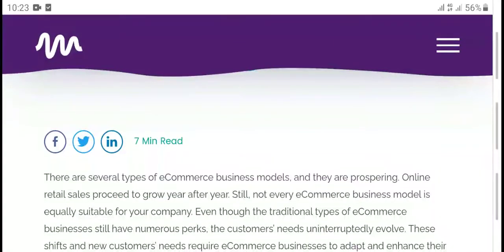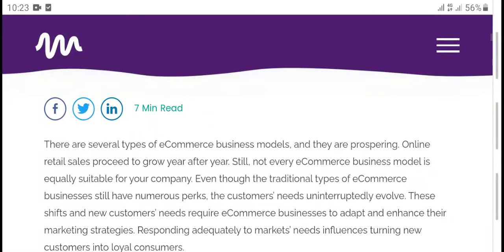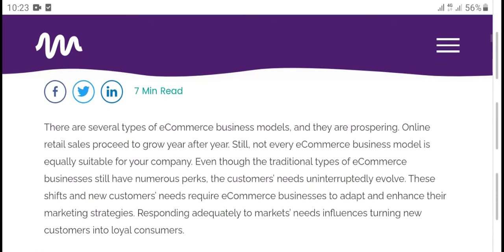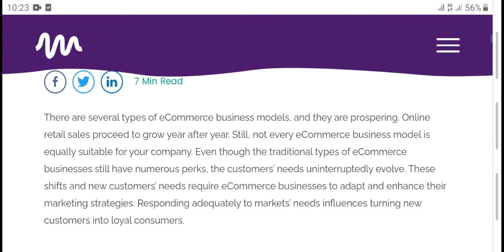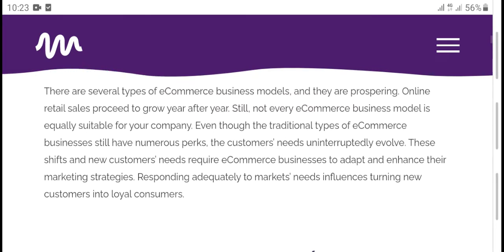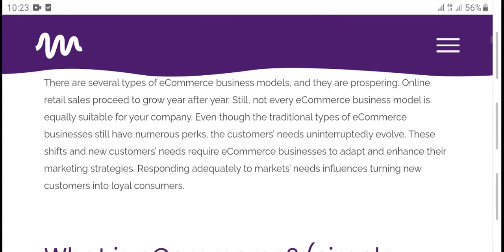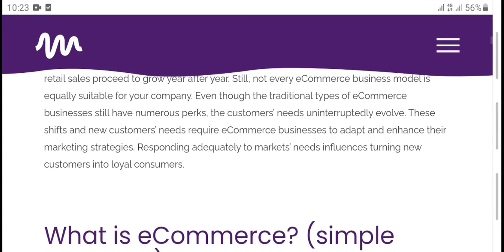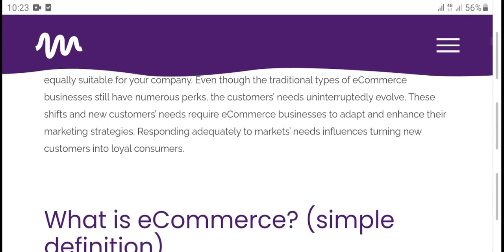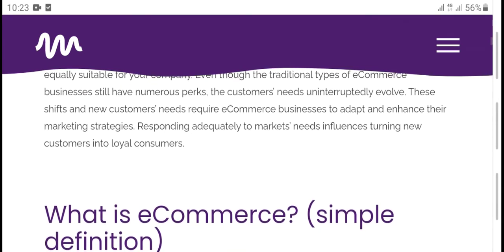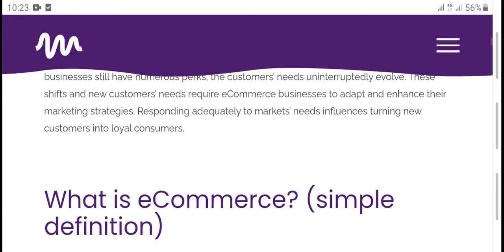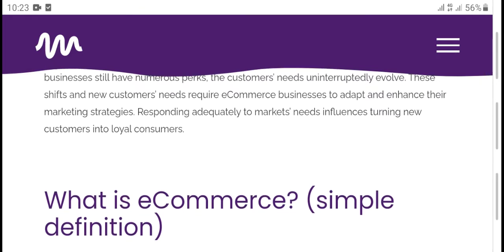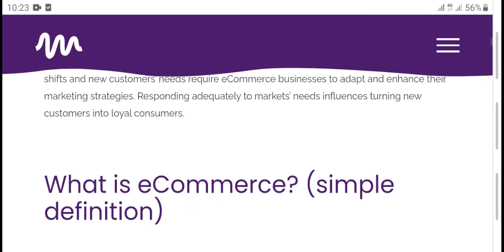There are several types of e-commerce business models, and these online retailers' sales are set to grow year after year. Still, not every e-commerce business model is the right size for your company. Every target type of e-commerce business has unique customer needs, and e-commerce businesses need to adapt to their customers.